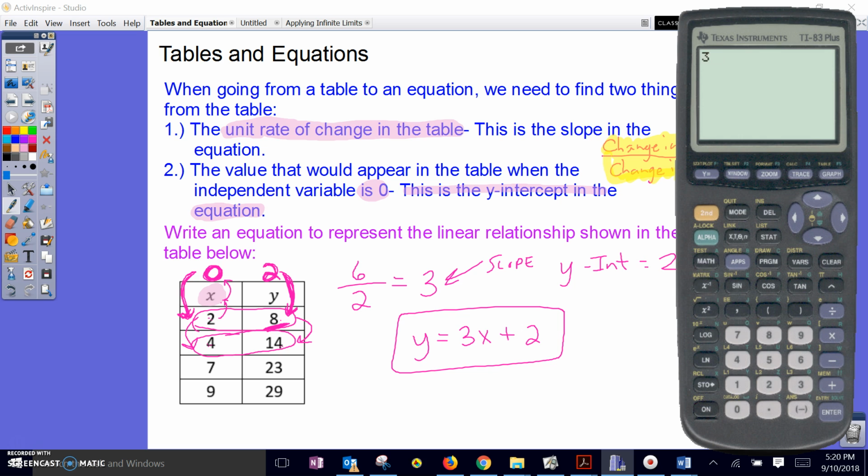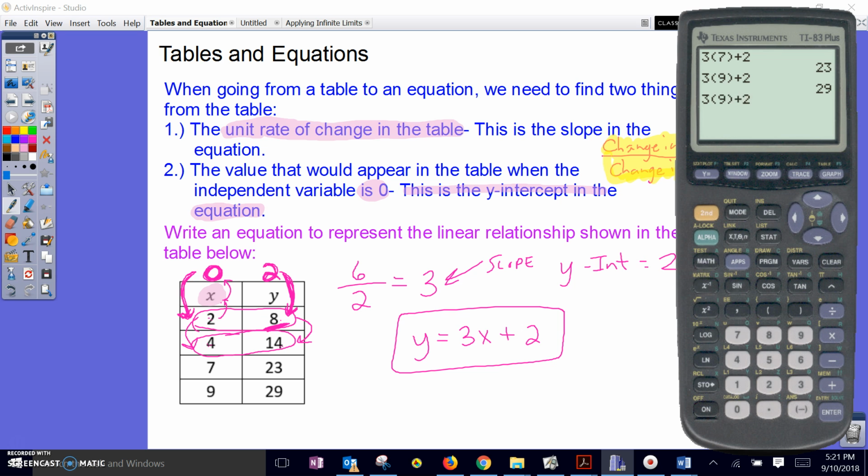I take 3 times 7 plus 2. I want to make sure that that's 23, and it is. Do the same thing with 9. Put 9 in there. 3 times 9 plus 2 should give me 29, and it does. I could do that with any of the values in the table.